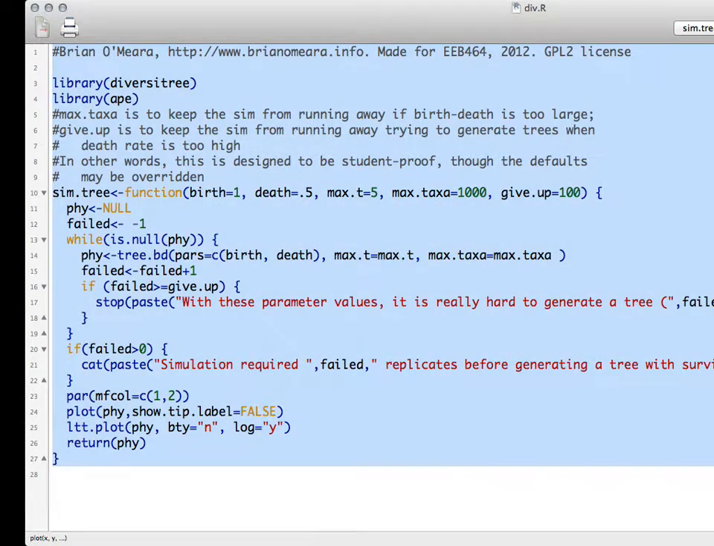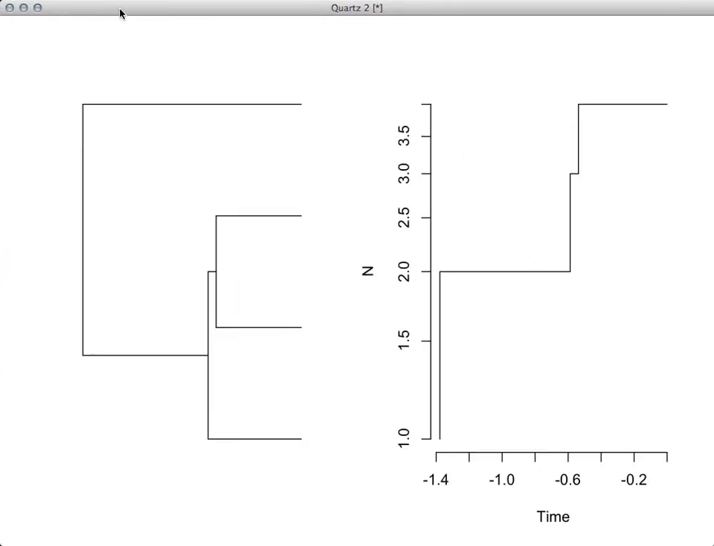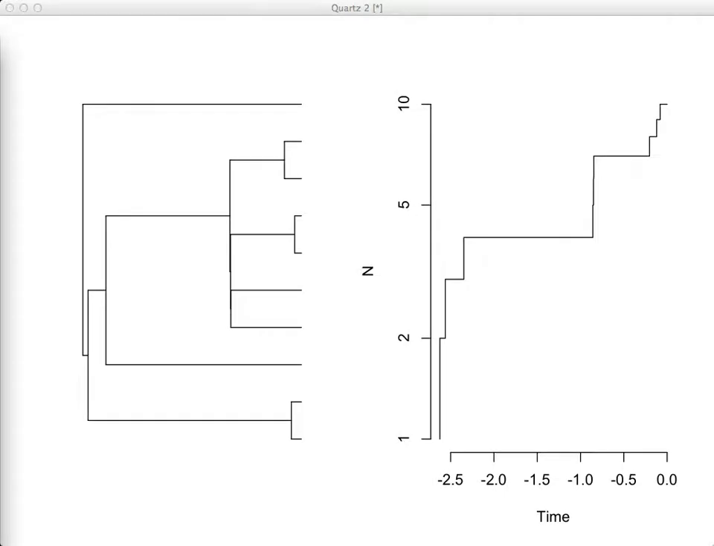Okay, and generate this plot. So here's my lineage through time plot. It looks kind of weird. We have four species. Now I'm going to use the same exact parameters, not changing anything, and simulate again. Whoa! Now I have 10 species. So 4 versus 10 seems like a big difference, and this is exactly the same parameters. They have the same birth rate, same death rate, same turnover, same diversification rate, of course. They're very different outcomes.